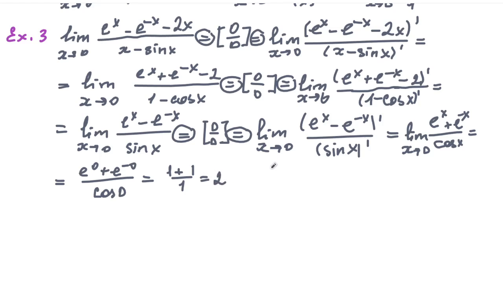Here, we had to apply the L'Hopital rule 3 times, because the ratio of the first and second derivatives at x equal to 0 yields the indeterminate form 0 over 0.